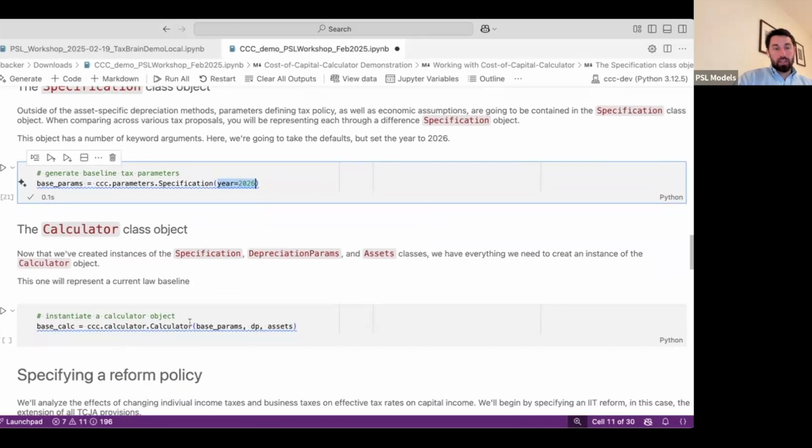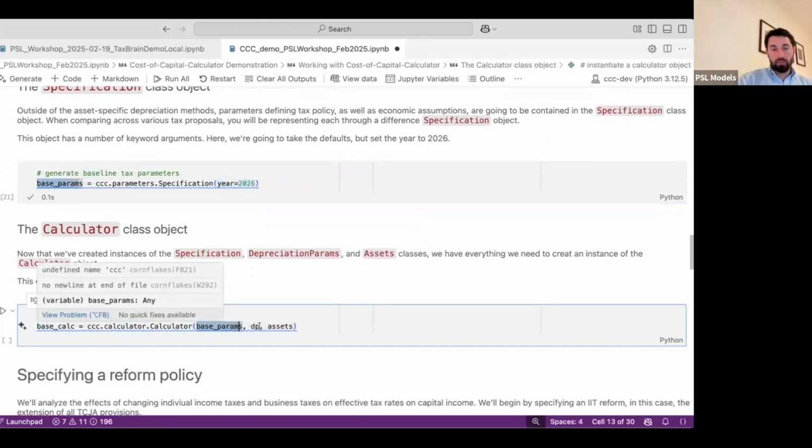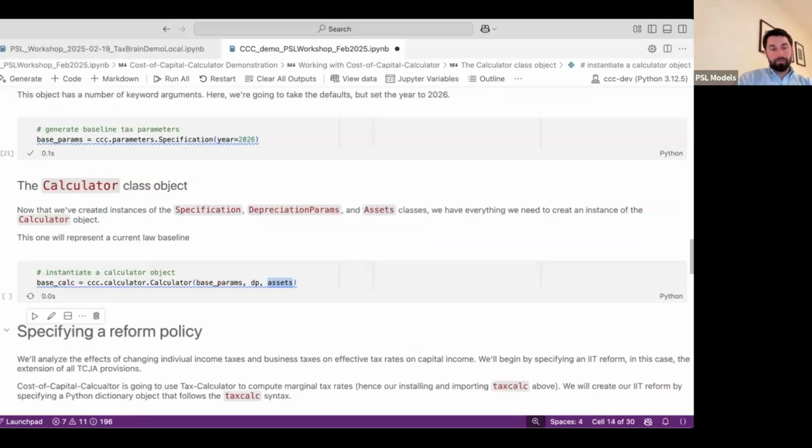And then the calculator object, again, is going to mix all 3 of these ingredients together. So we've got our base parameters we just set, those depreciation parameters we did prior to that, and then the asset object we did initially. All right, so we'll mix those all together in this calculator object. And now it's all together. I called this base calc because, as you saw, we just took the specifications object for 2026, no other arguments. So we're just taking the current law baseline in this case. And we did the same for the depreciation parameters. And then, of course, the assets are just our data we're building off of.